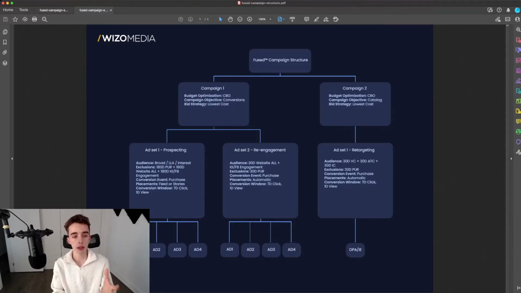Other type of brands we like to use this campaign structure for are brands that are running promotions constantly. So brands that are actually not really having any evergreen aspect. It's all about promos, about events, about offers. So we'll also be going towards this type of campaign structure for these accounts.